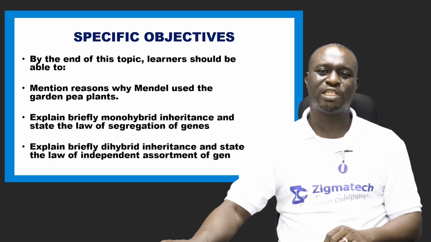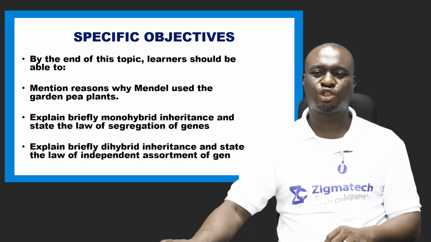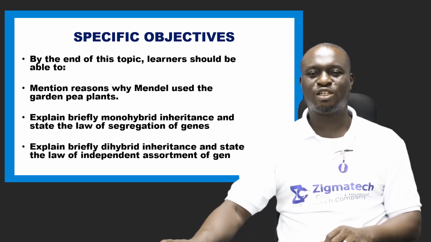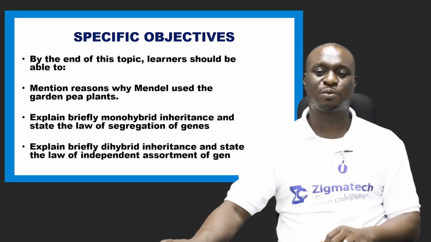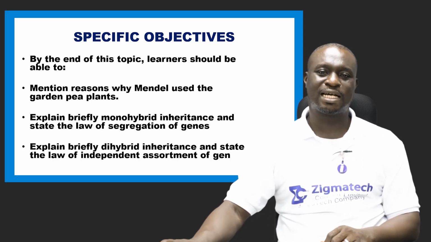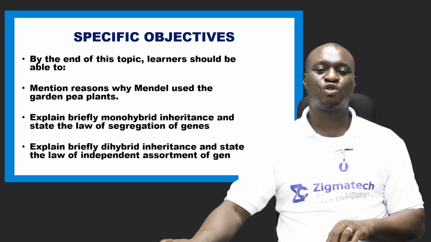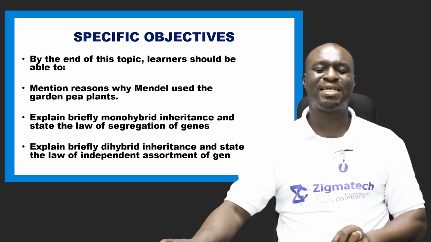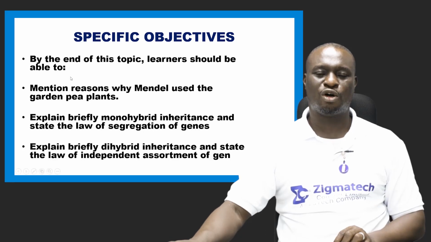Okay, now if you are set, let's take a look at the specific objectives. By the end of this topic, learners should be able to mention reasons why Mendel used the garden pea plants. Number 2, you should be able to explain briefly monohybrid inheritance and state the law of segregation of genes. And finally, you should be able to explain briefly dihybrid inheritance and state the law of independent assortment of genes.